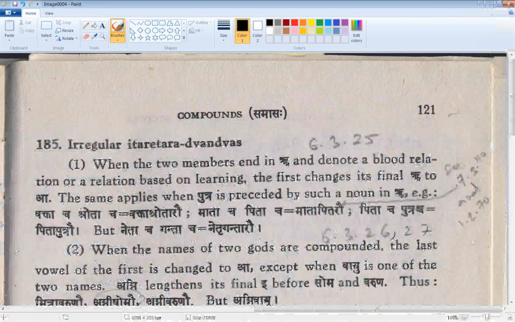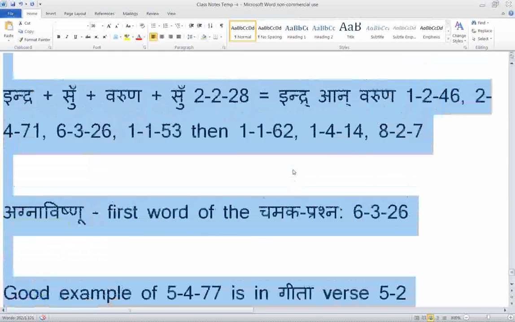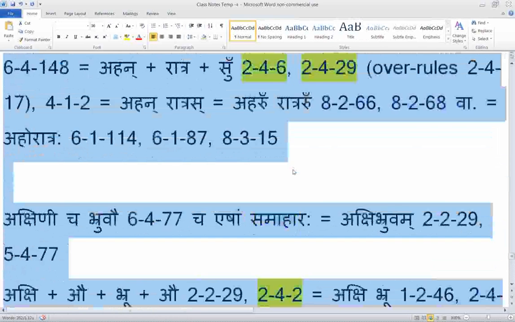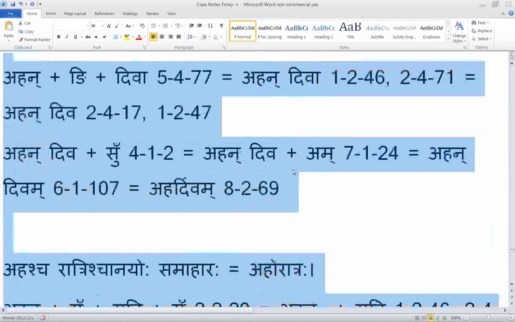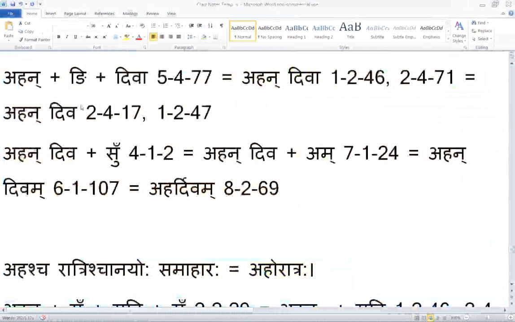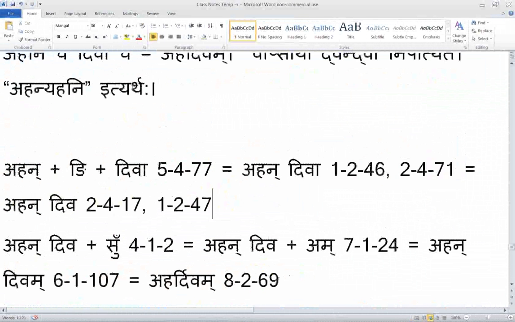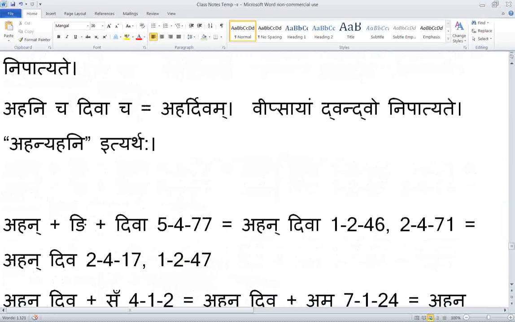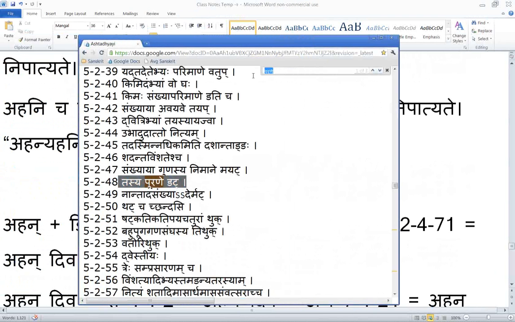Before I go there, I think last class I may have left one thing halfway. After the class, I also edit the document just to make sure I didn't leave anything out. This document was talking about this sutram, or rather this example: ahan diva, and ahani cha diva cha, ahar divam. So ahani means during the day, and diva also means by the day, ahar divam. This is the sutram 5477, which you've been seeing in detail. I think we saw it for the entire last class.